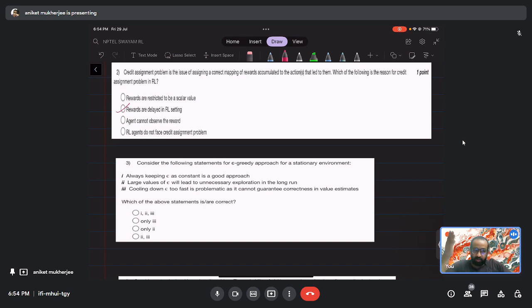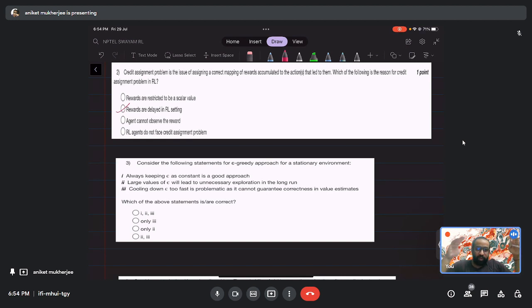I think that is what you just said now. Yeah, exactly. The more epsilon you have, the more you'll explore. Okay, sure, no issue. Actually, I was talking about the third choice, I guess. Okay, cooling down epsilon too fast is problematic as it harms correctness in the value estimates. I think that is also clear to everyone: the faster you cool down epsilon, the more you are not exploring good arms.